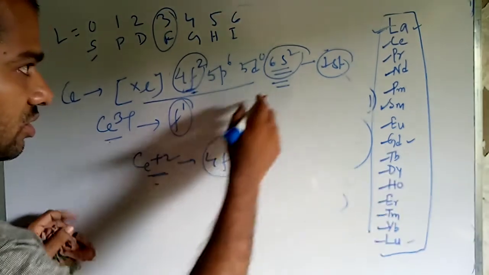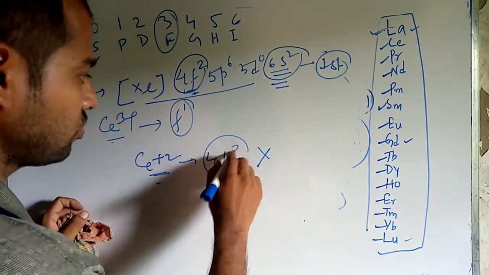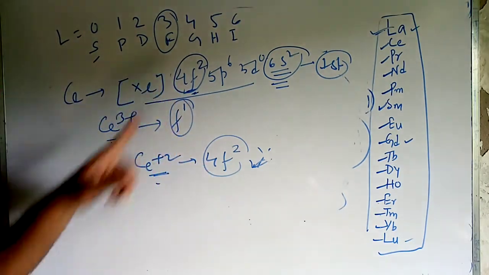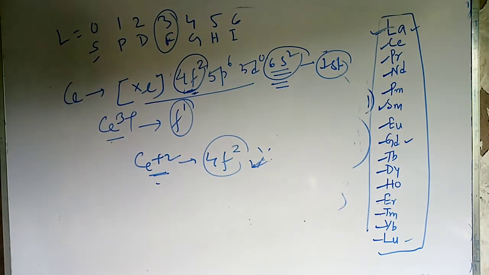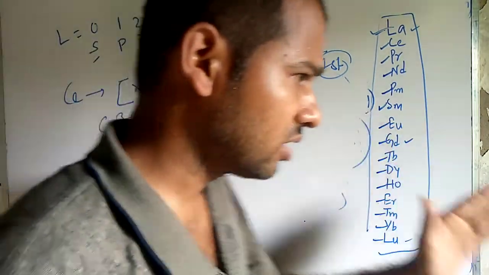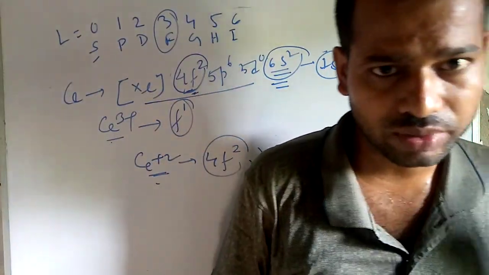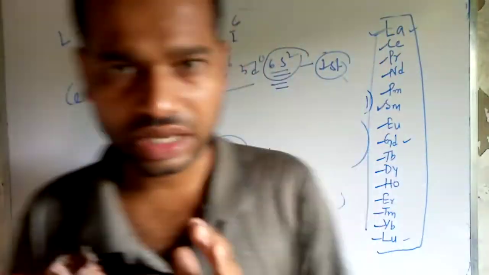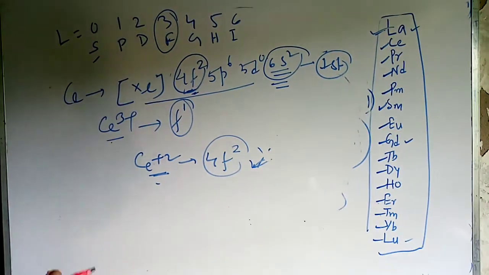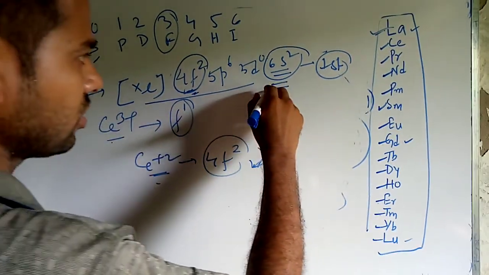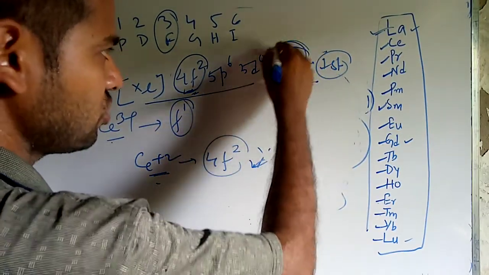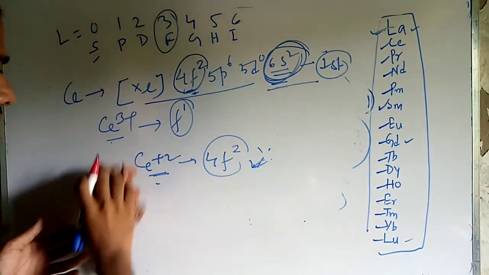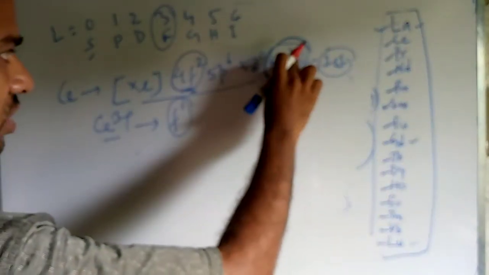But actually the electrons will be removed from 6s2 first. If you firstly remove the electrons from the f orbital, it will be absolutely wrong. In your net exam you must not choose the wrong answer, or you will get a negative mark. You should be very careful and understand that first the 6s2 electrons must be removed.